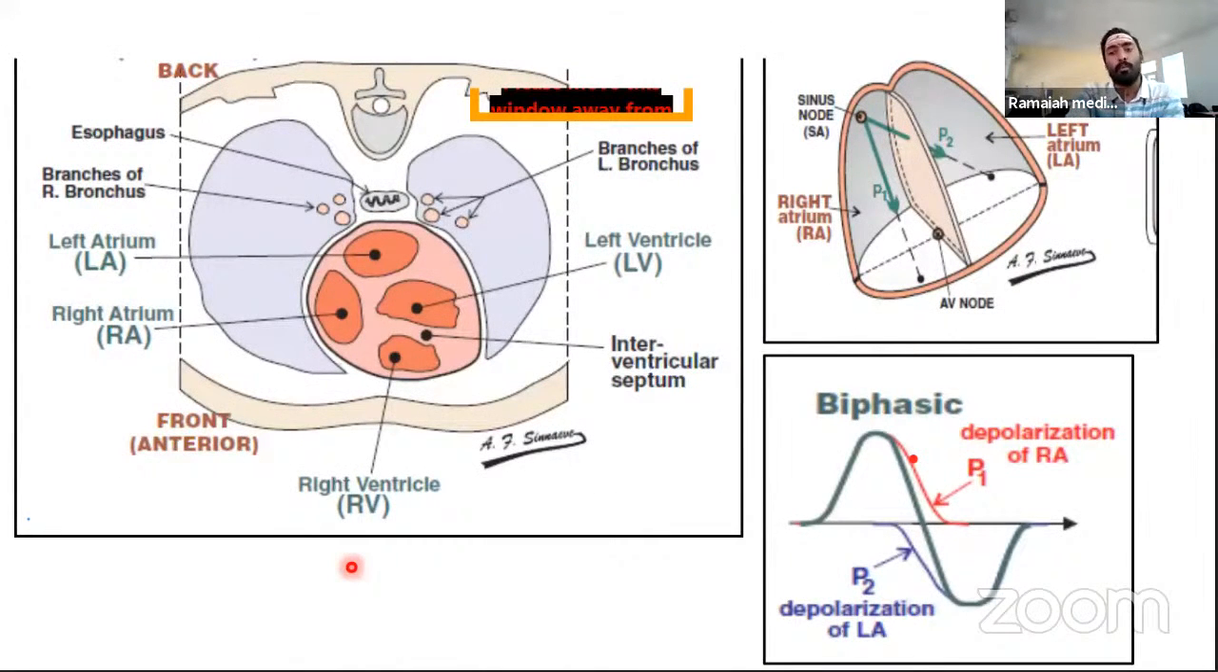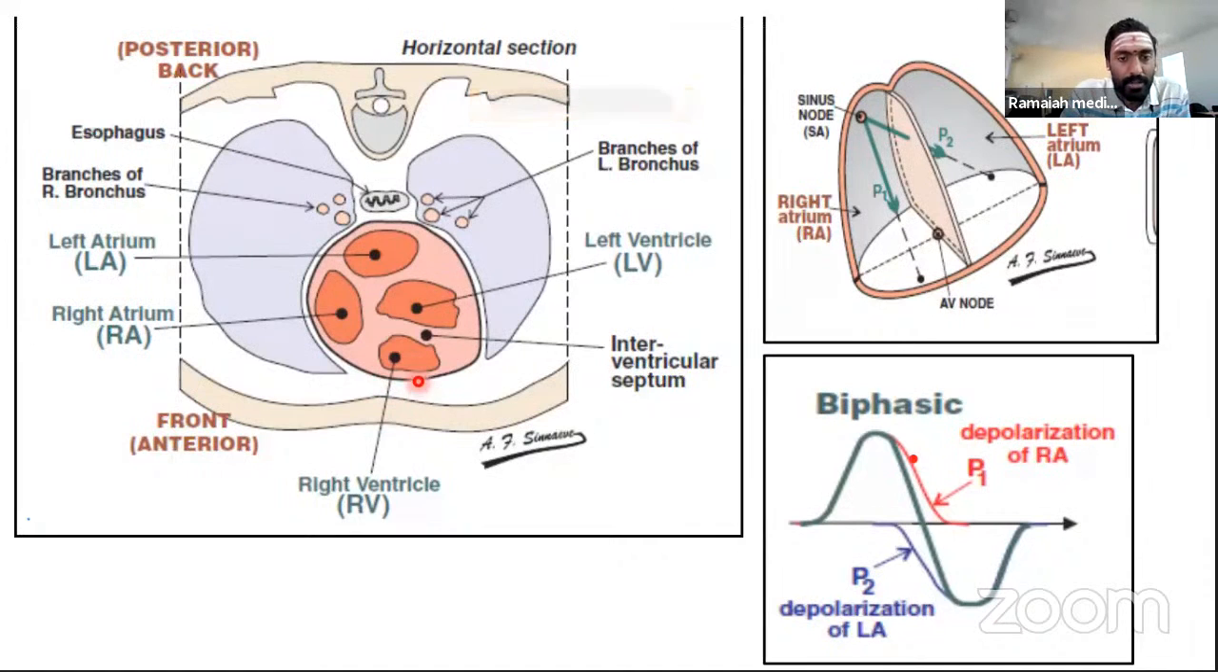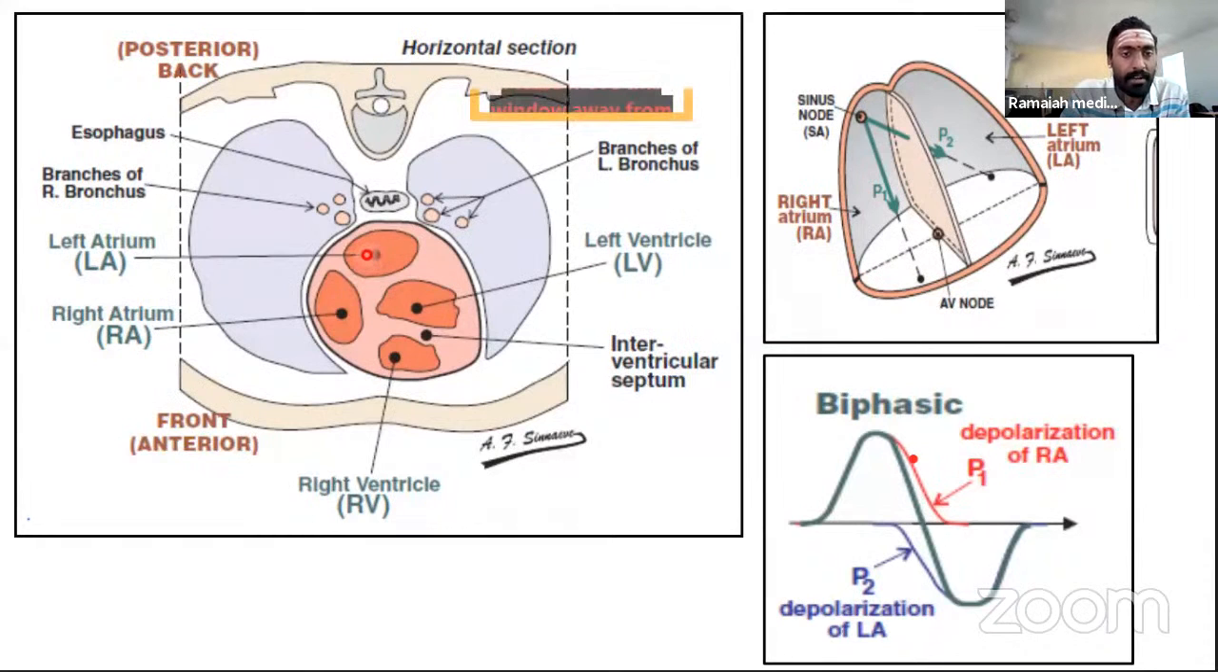So this is to understand why the atrial activity in lead V1, V2 may be biphasic. This is the transverse section across the heart. We see the right atrium is here, the left atrium is here. If I imagine my lead V1 here, this is where V1 is going to be placed. So there are two activities. From the right atrium, there is going to be activity towards my left atrium.